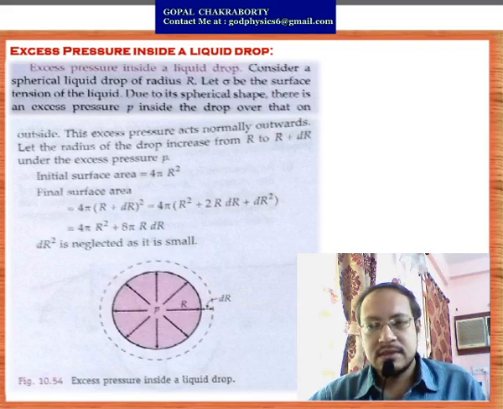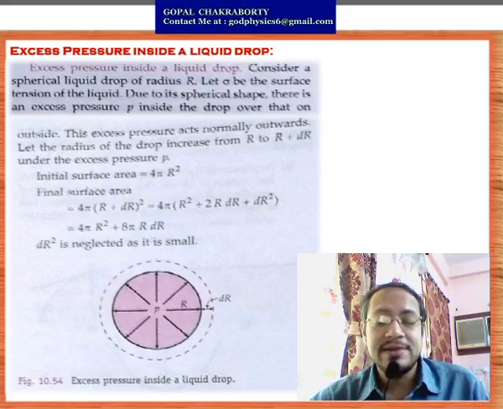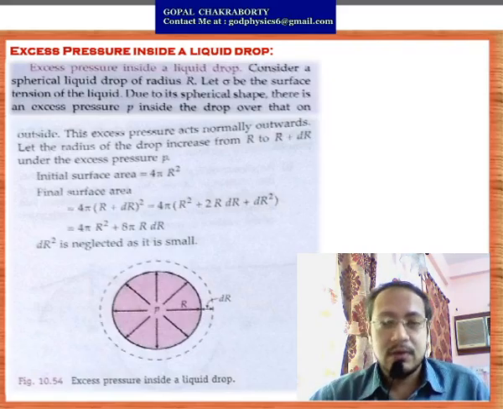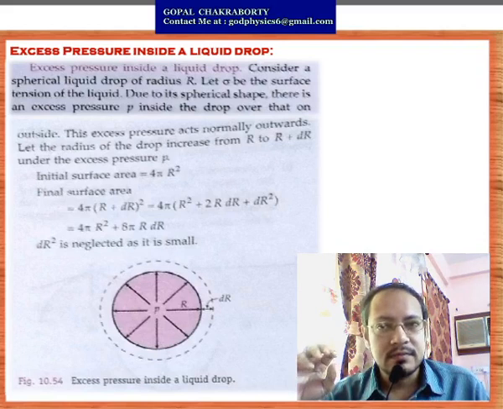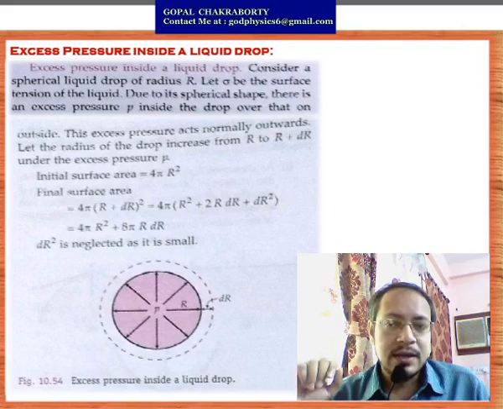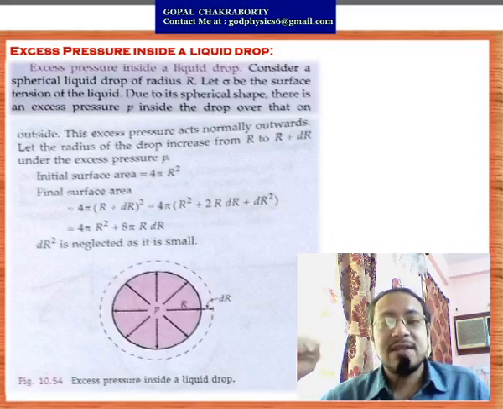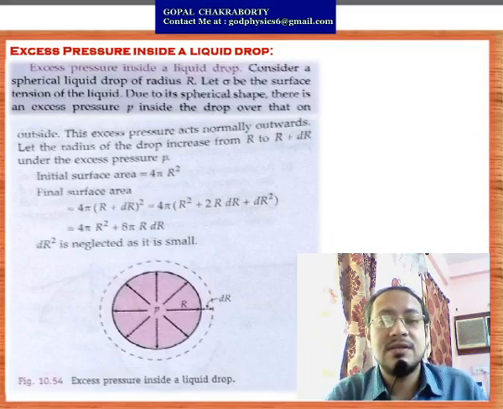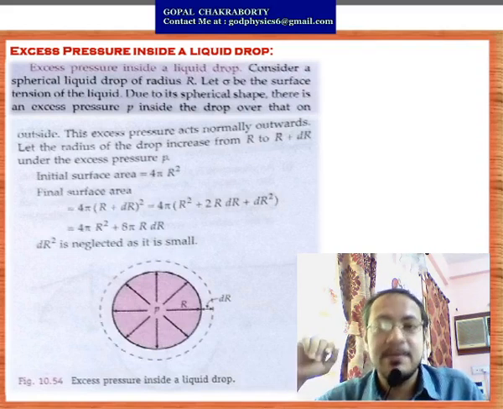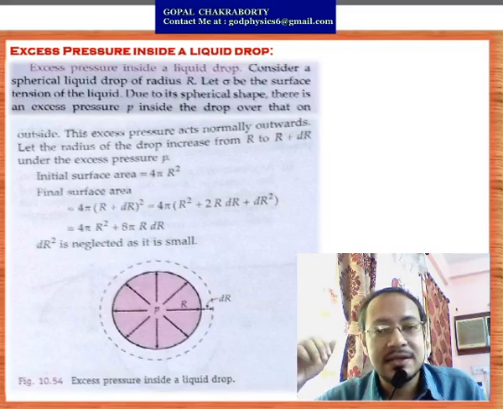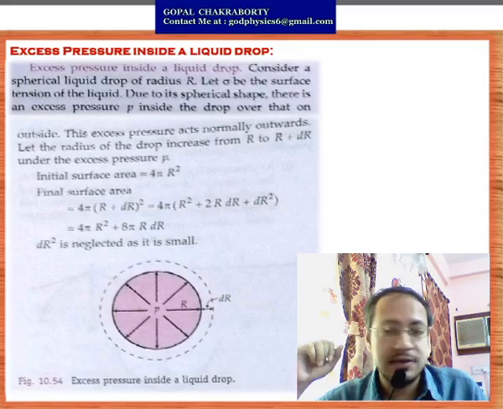Now the second one is the excess pressure inside a liquid drop. How will we derive, or find out, the amount of excess pressure inside that liquid drop? First of all, I considered a spherical liquid drop of radius capital R. As we consider a spherical shape of liquid drop, it has the minimum possible area, as the shape is a sphere. Let sigma be the surface tension of that liquid drop.